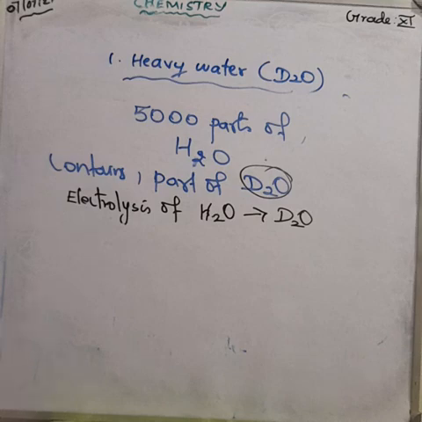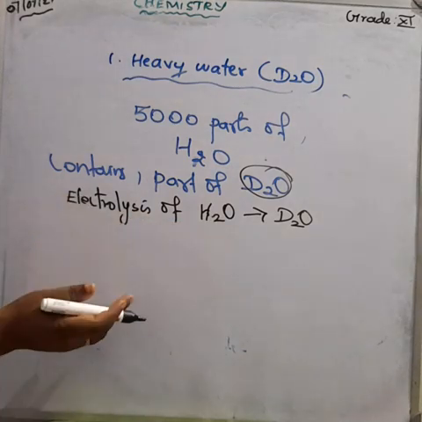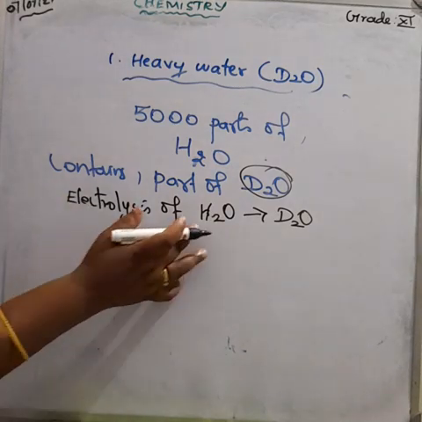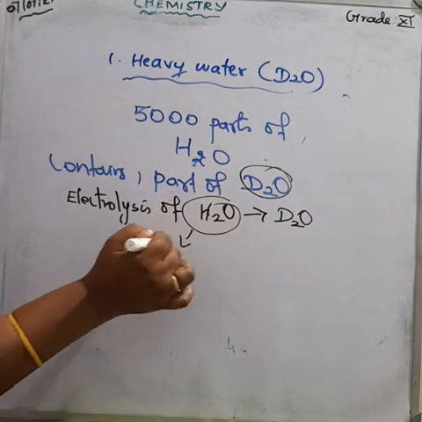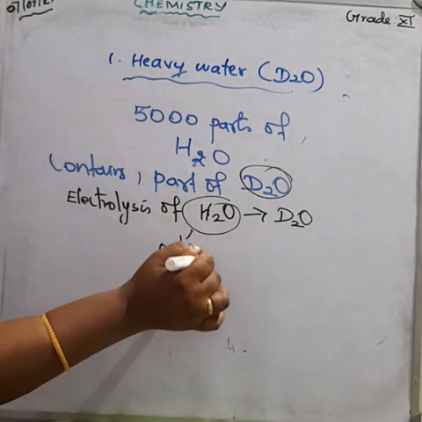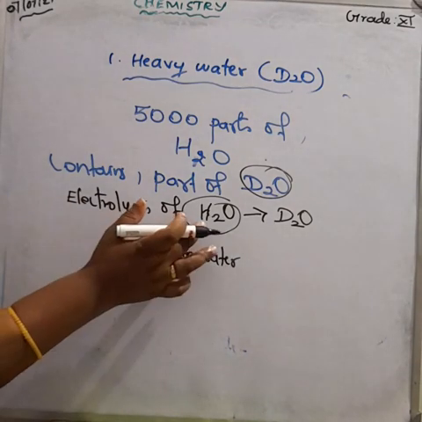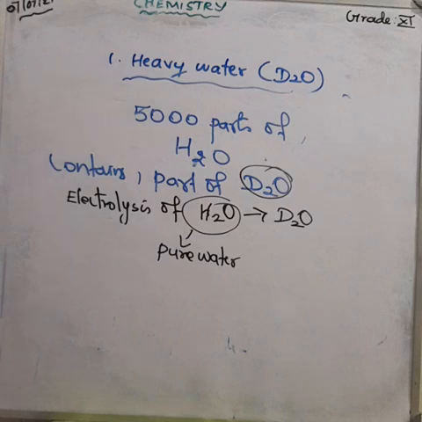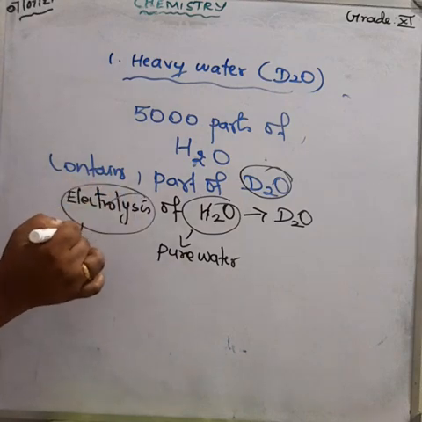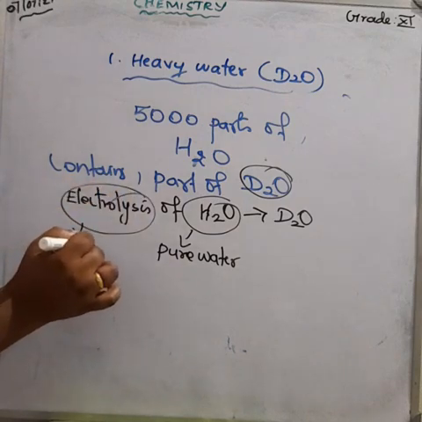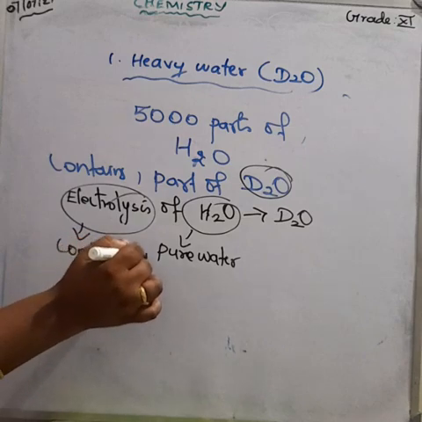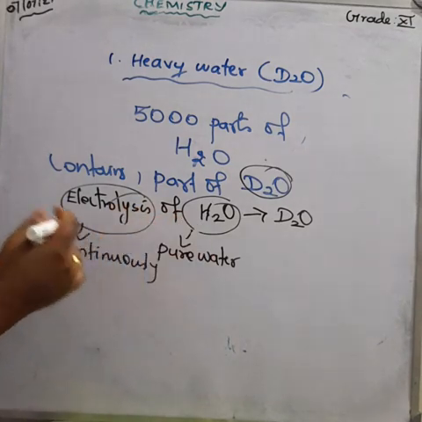It undergoes electrolysis with a light alkali. Pure water does not conduct electricity. We know pure water, H2O, does not conduct electricity. So we add a slight alkali, sodium hydroxide. Any alkaline solution mixed with water, when electrolysed continuously, as we already studied the electrolysis process, gives heavy water.